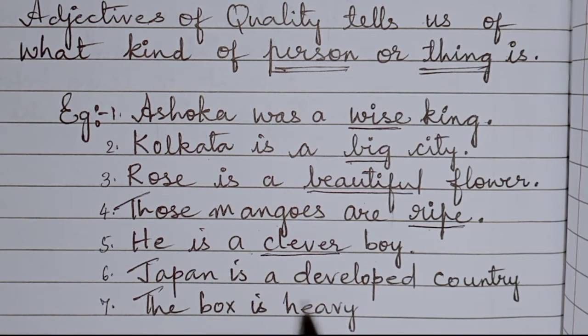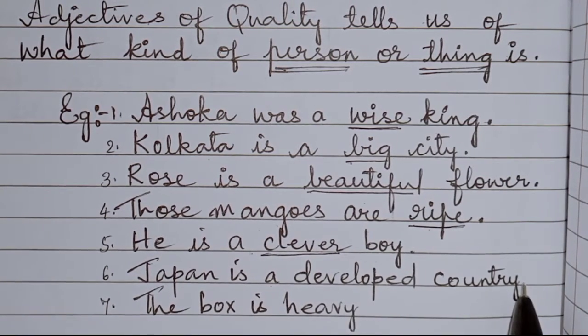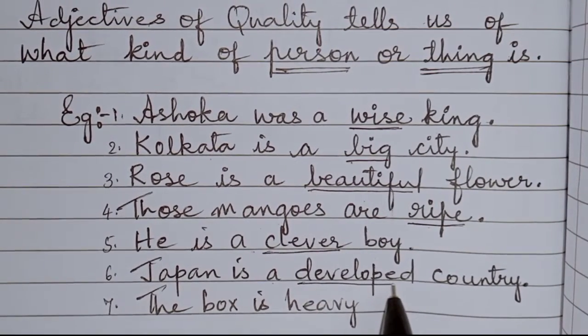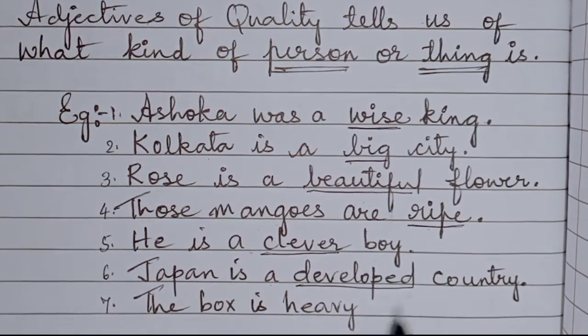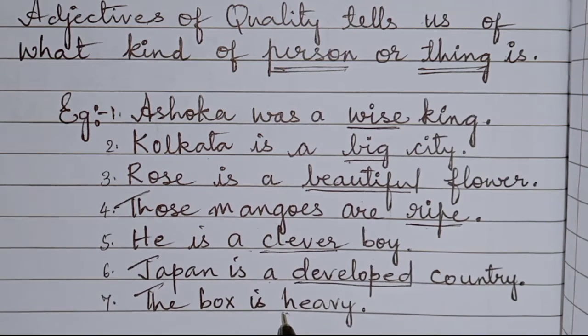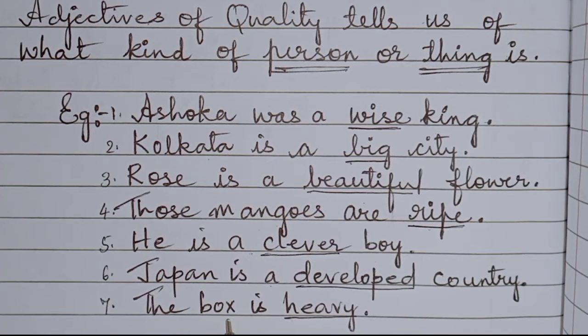Japan is a developed country. Developed tells the quality of a country, Japan. The box is heavy. How is the box? The box is heavy. Heavy tells the quality of a box.